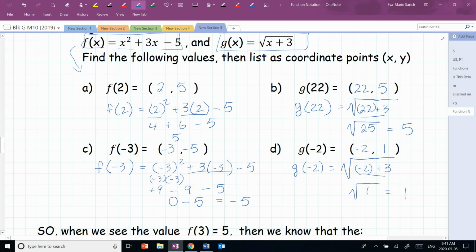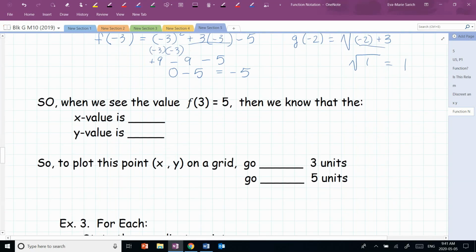Okay, now moving on, we're going to look at f at 3 is equal to 5. So what do we know from this? If f is at 3, that means the x value is 3. And if f of x at 3 is equal to 5, we know that the y value is in fact 5. Okay? This is the x and this is the y. So now we can actually plot this point.